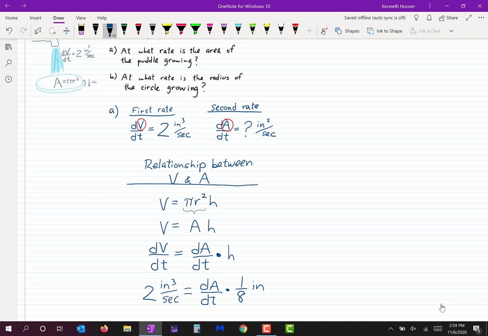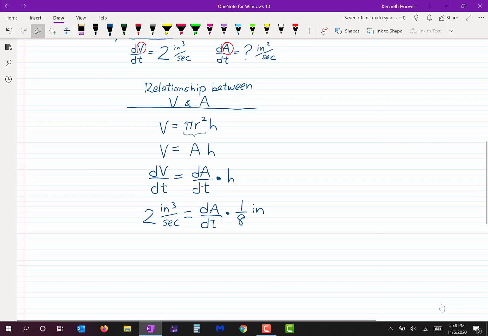I'm trying to find dA/dt. Can I find it? Sure. What's it going to equal? The numerical part's going to be 16, isn't it? Why is that? You multiply both sides by 8. These 8's cancel out. On the left you have 8 times 2, and that's 16.